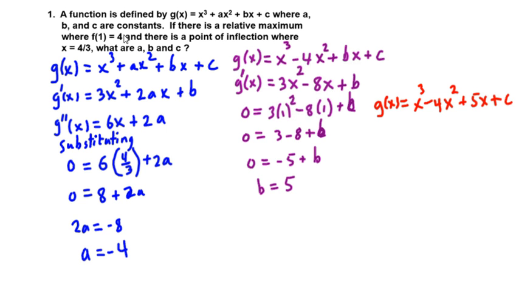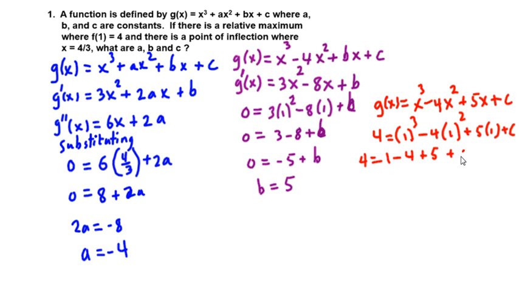We know that f of 1 equals 4, so we set g of x equal to 4. So 4 is equal to 1 cubed minus 4 times 1 squared plus 5 times 1 plus c. And we've substituted 1 for every place we've seen x. So 4 is equal to 1 minus 4 plus 5 plus c. And combining on the right side, 1 minus 4 is negative 3, plus 5 is 2. So 4 equals 2 plus c, and subtracting 2 from both sides, c is equal to 2. And so now we've solved for a, b, and c.